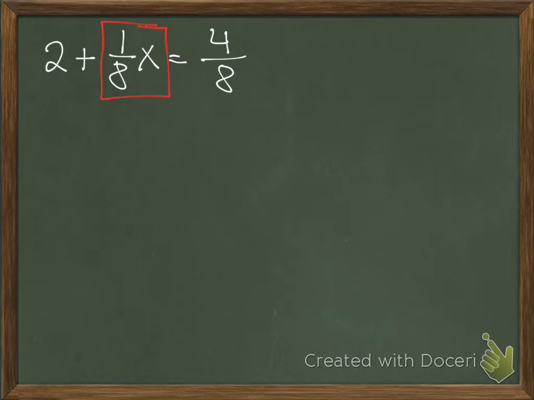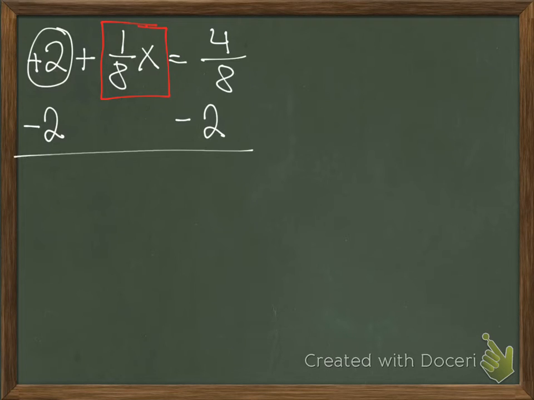Next, I'm gonna see what kind of operations I have. I have a plus sign here, but this is what I want to move around. This is what I want to get rid of. This doesn't have any operation sign in the front, so that right away tells me it's an addition. So in order to delete that invisible addition, I'm going to subtract the number 2 on both sides. This cancels, and I have 1/8 x equals 4/8 take away 2.